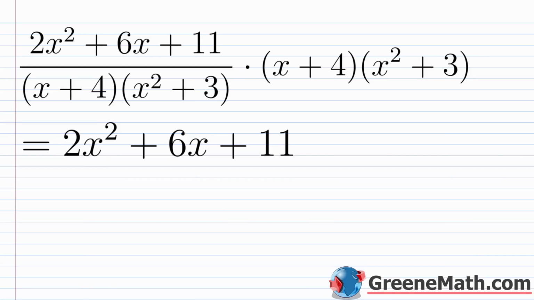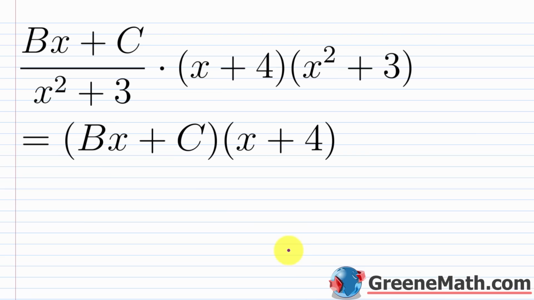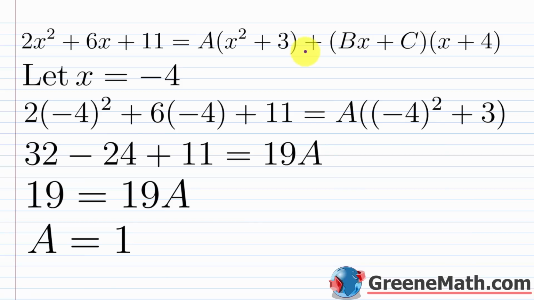Again, this is not going to fit on the screen, so I'm just going to do this in parts. So this would cancel with this. You're left with the numerator, which is 2x squared plus 6x plus 11. For this one right here, the x plus 4 would cancel with the x plus 4. So we would have A times the quantity x squared plus 3. Then here, this x squared plus 3 would cancel with this x squared plus 3. You'd have the quantity Bx plus C times the quantity x plus 4. And again, just putting everything together, you're going to get this guy right here.